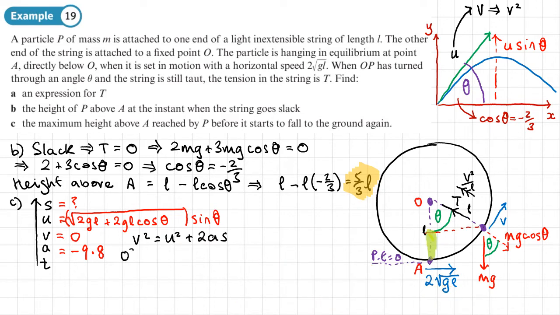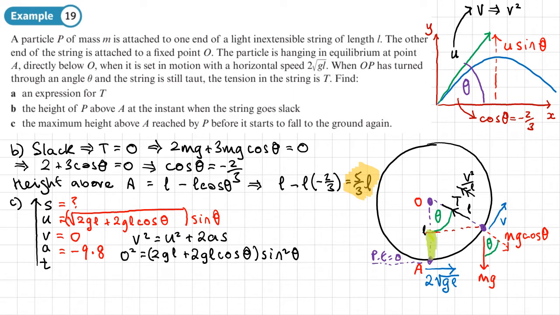U squared is going to be all of this squared, so we can get rid of the square root. So that'll be 2GL plus 2GL cos theta, and that's going to get times by sine squared, because we've got to square that as well. And we're actually going to work out what sine squared is in a moment.